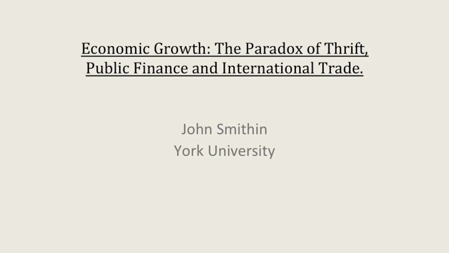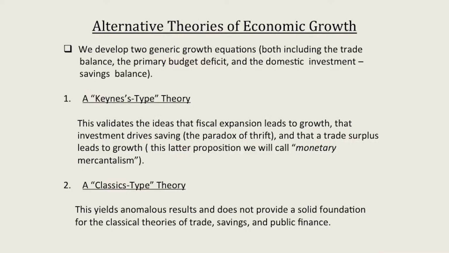So what I'd like to try to do, actually from the beginning, is draw all these different threads together now. I've called this economic growth, trade, public finance, and the paradox of thrift. What I think we can do now is generate two alternative theories of economic growth. That is to say, we're going to develop two generic growth equations, each of which will include the trade balance, the primary budget deficit as a percentage of GDP, and the domestic investment-savings balance.